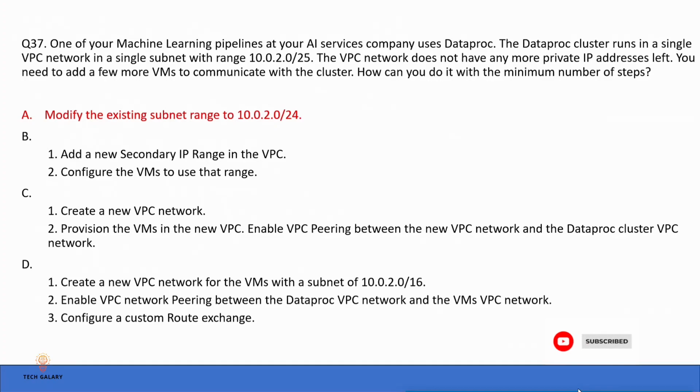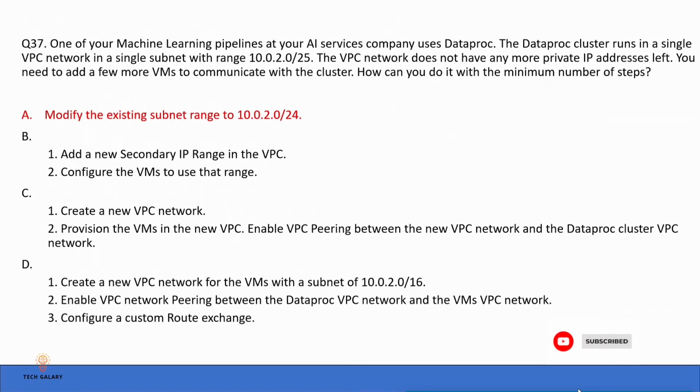Now let's take a look at option B. Add a new secondary IP range in the VPC. Configure the VMs to use that range. This option is not correct because subnets can be expanded in size and there is no need to create a new subnet for this. And adding a new secondary IP range in the VPC and configuring the VMs to use that range will not solve the problem of running out of available private IP addresses in the subnet. The secondary IP range is used to assign additional IP addresses to existing VM instances within the same subnet, but it does not increase the total number of available private IP addresses in the subnet. So option B is not correct.